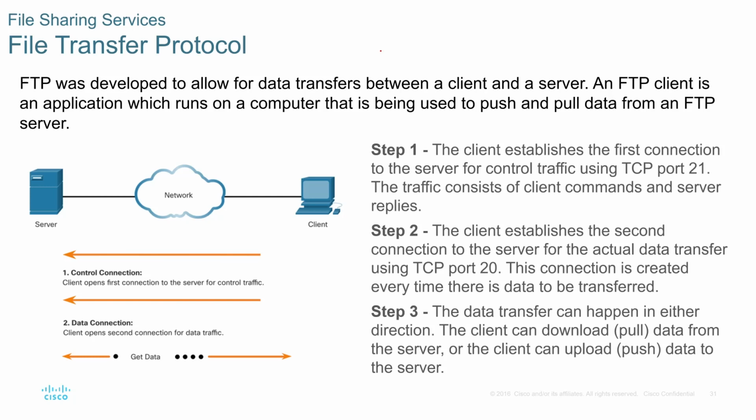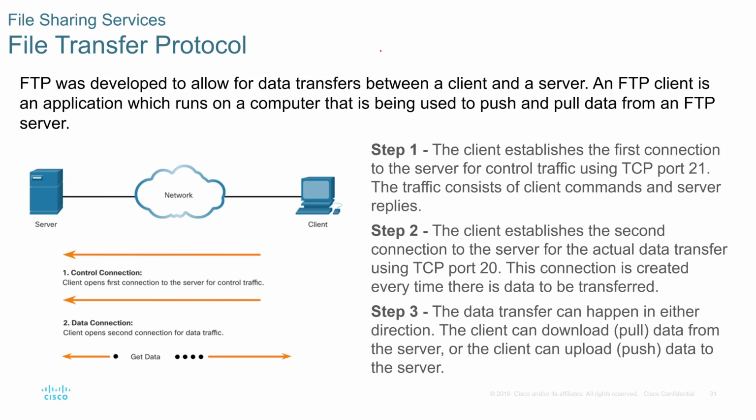The first step in the process, the client will establish the first connection to the server for control traffic using port 21. The traffic consists of the client commands and server replies. The client will then establish the second connection, and this is TCP port 20. You'll notice that we use TCP so that we have a reliable communication, and any parts of lost data could be retransmitted.